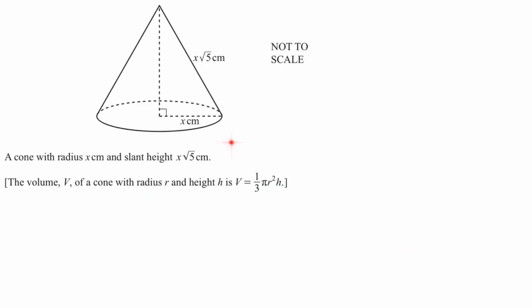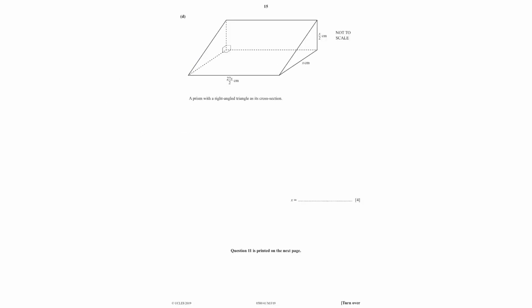Part C, we have been given a cone and the radius is x centimeters and the slant height is x square root 5. The formula to find the volume is also given. But we have two unknowns here. We don't know what r is and we don't know what h is. This is our h here. This is a right angle.